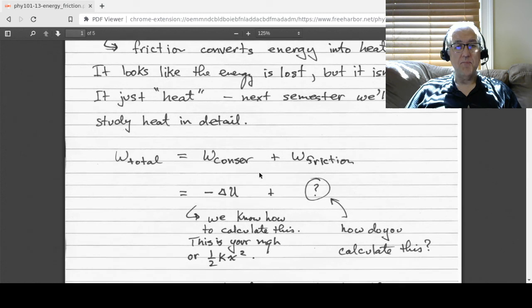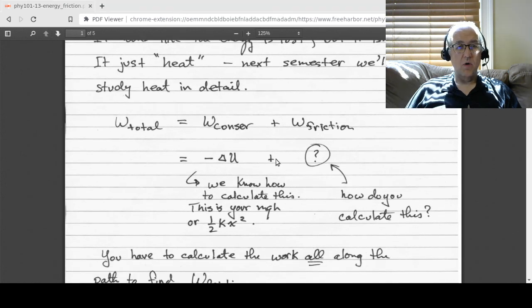Okay, so let's just start with some equations here. So here we had the total work, okay? And I told you that that total work could be written as the work due to conservative forces like that. And I just put conservative because a lot of forces are conservative. One that we haven't studied but will is the electrical force. It's also a conservative force. And then I just put the work due to friction here because it's the only non-conservative force that we're considering, okay?